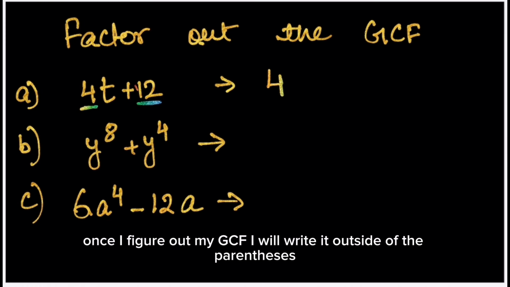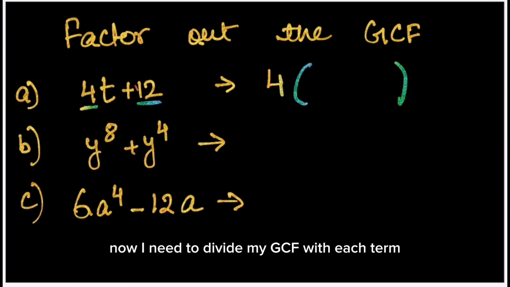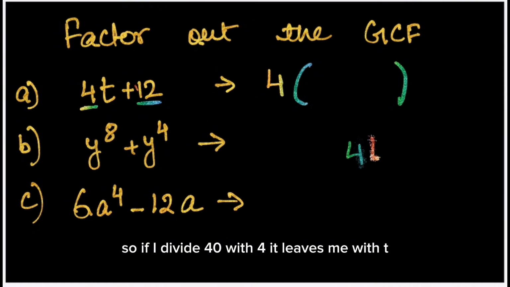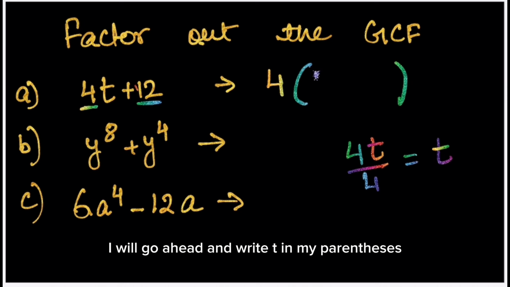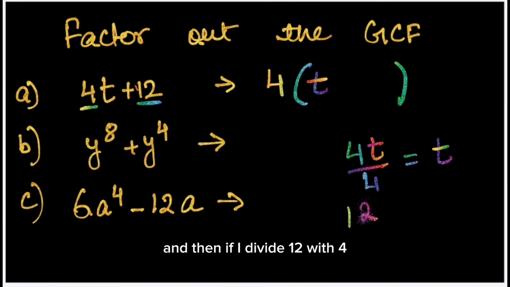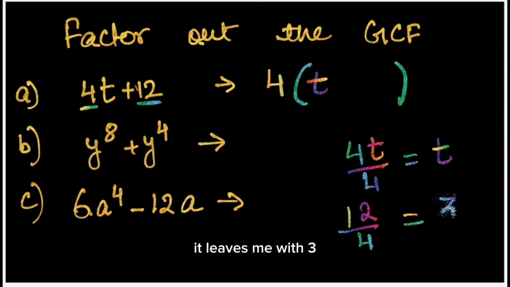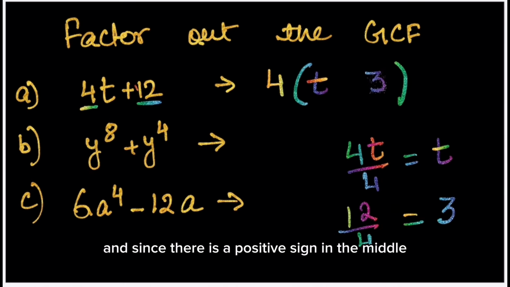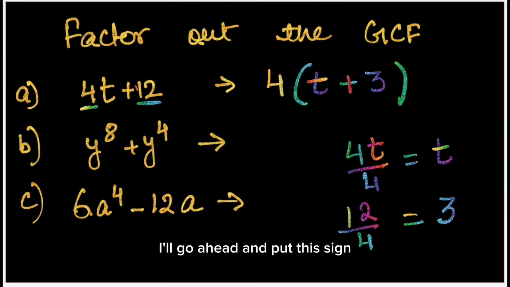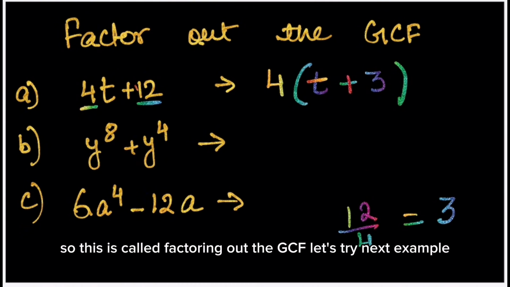Once I figure out my GCF, I will write it outside of the parentheses. Now I need to divide each term by my GCF. So if I divide 4t by 4, it leaves me with t. I will write t in my parentheses. And then if I divide 12 by 4, it leaves me with 3. And since there is a positive sign in the middle, I'll put this sign. So this is called factoring out the GCF. Let's try the next example.